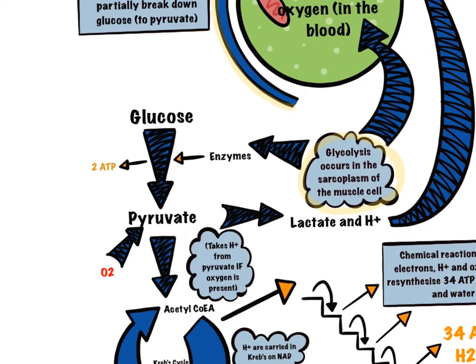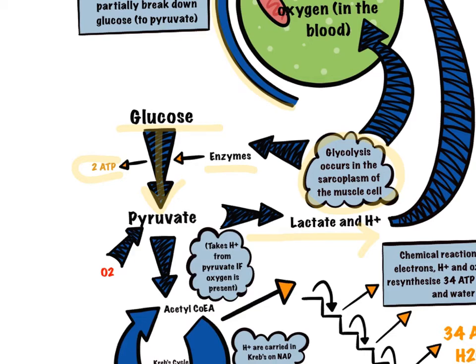Glycolysis in the sarcoplasm of the muscle cell. So we've got glucose here. We've got enzymes working on that glucose to partially break it down to pyruvate. So exactly the same as the lactate system. If not enough oxygen is possible, or we can't get enough oxygen in because the intensity is too high, as we did in video 2 for the lactate system, the lactate and the hydrogen are transferred out of the muscle cell and into the bloodstream, taking the pH of the blood down. We also generate or resynthesize 2 ATPs through this process.